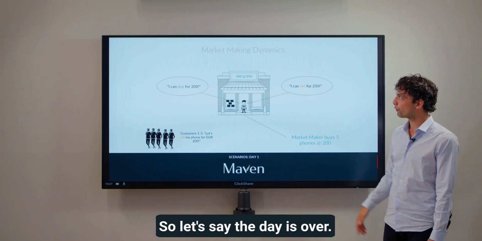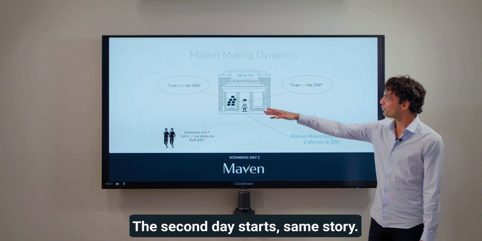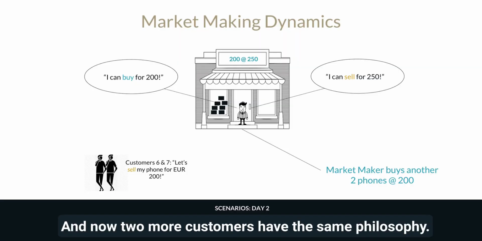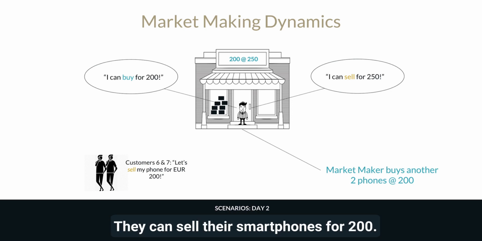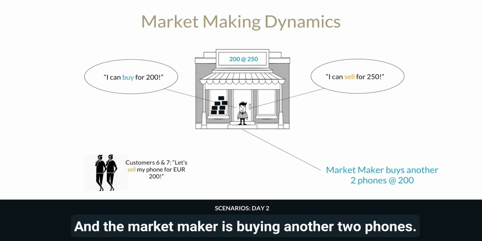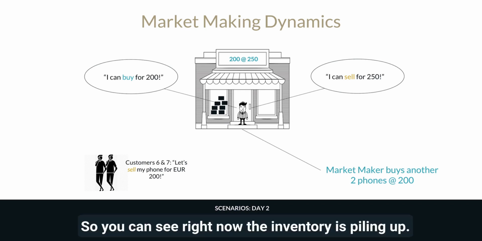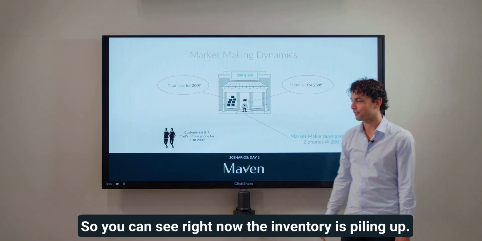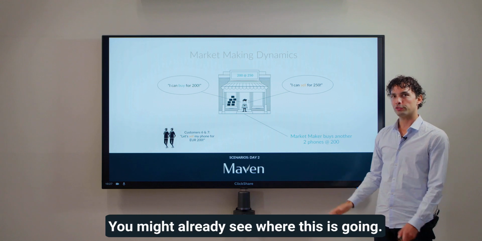So let's say the day is over. The second day starts. Same story. And now 2 more customers have the same philosophy. They can sell their smartphone for 200 and the market maker is buying another 2 phones. So you can see right now the inventory is piling up. You might already see where this is going.